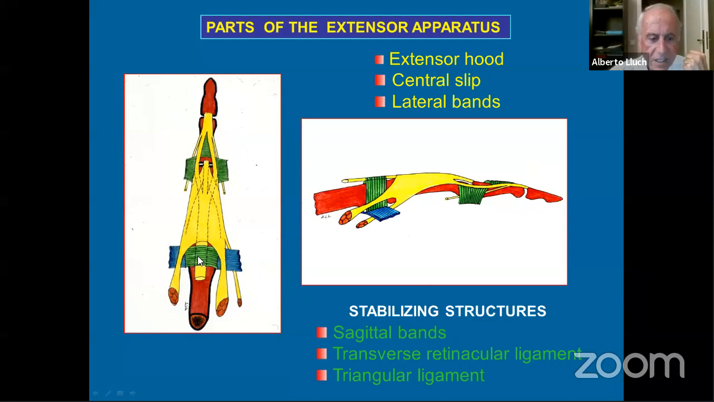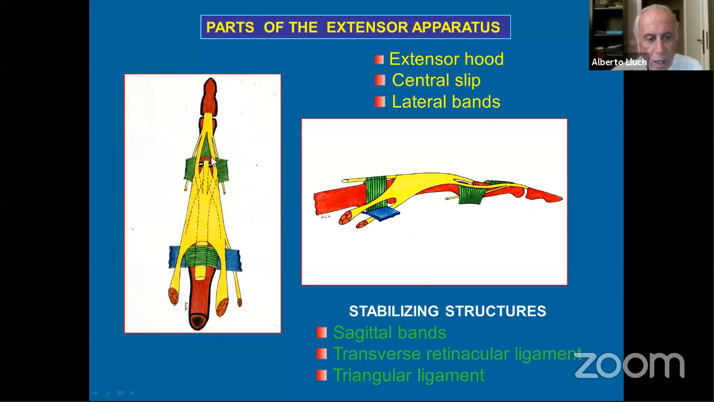We have the sagittal bands that stabilize the extensor tendon on top of the head of the metacarpal. Then we have the transverse retinacular ligament here and here, which prevent the lateral bands from displacing dorsally, like when a person does a hyperextension of the PIP joint or a swan neck deformity. And finally, we have the triangular ligament.